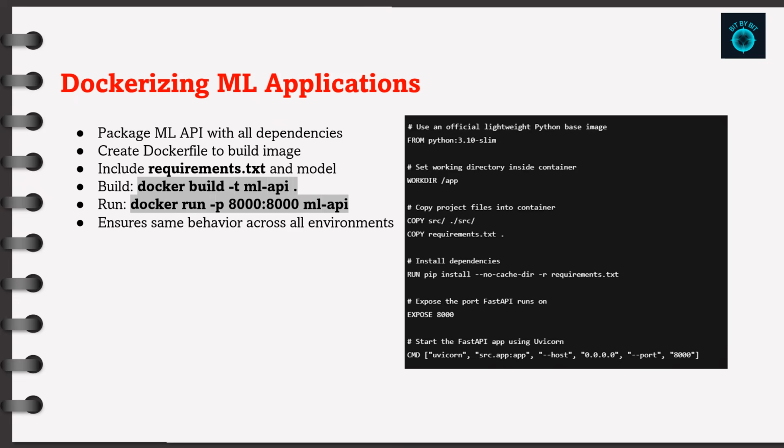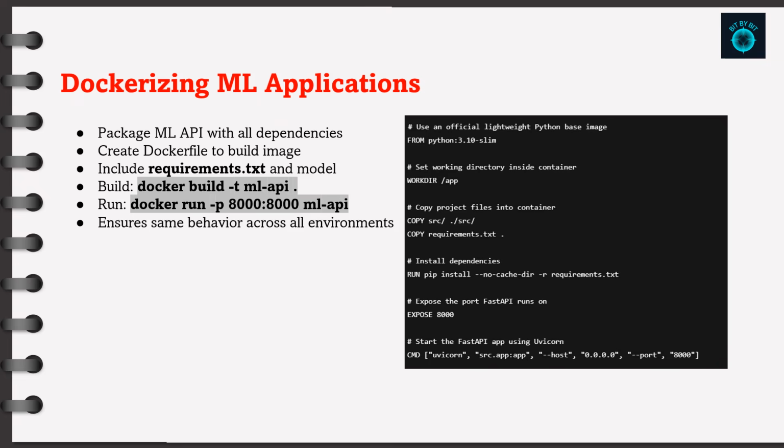Let's explain what happens in this Dockerfile step by step. We start by pulling a base image, in this case, python:3.10-slim. This gives us a clean and lightweight Python environment. Next, we set a working directory inside the container called /app. All the following commands will run inside this folder. We then copy our project files into the container. That includes the FastAPI source code in the src folder and the requirements.txt file that lists all our dependencies.